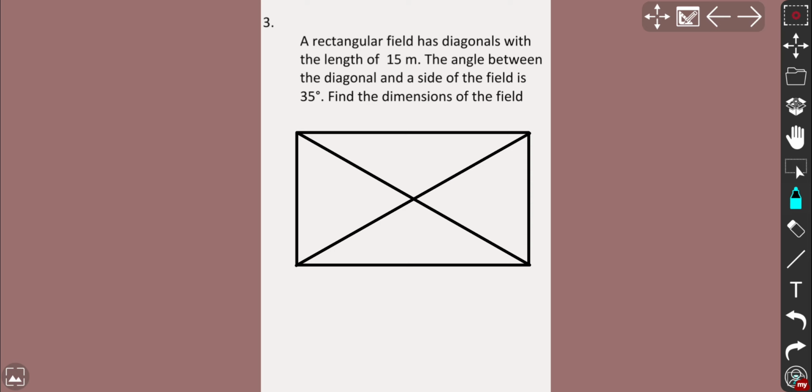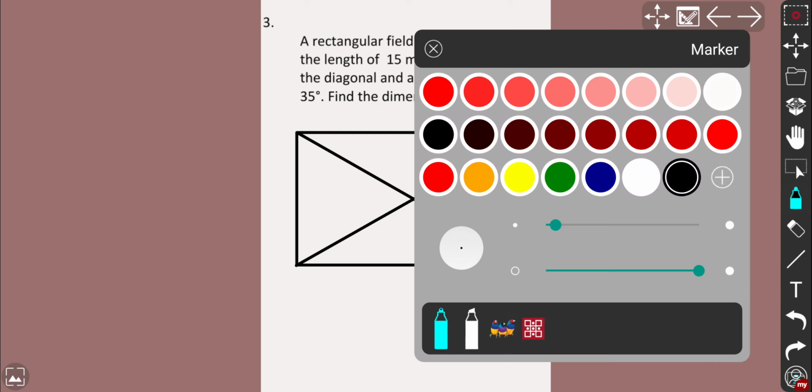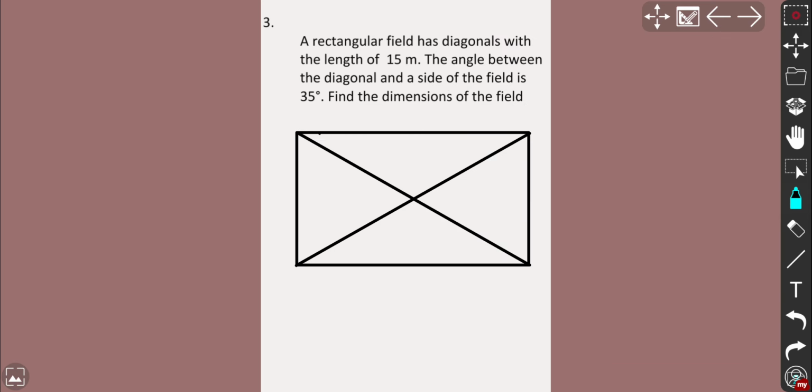So this is a rectangular field with diagonals that I set up here. We are told that the angle between the diagonal and the side of the field is 35 degrees. So let's mark up this angle. It's right there, it's 35 degrees. You need to find the dimensions of the field. Let's say that this dimension is x meters and this is y meters.